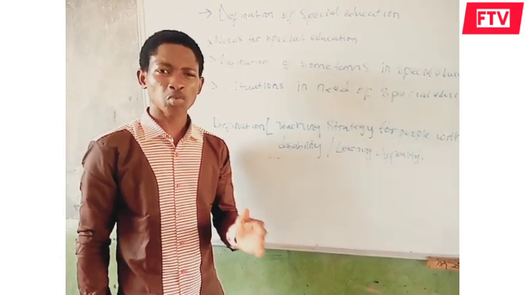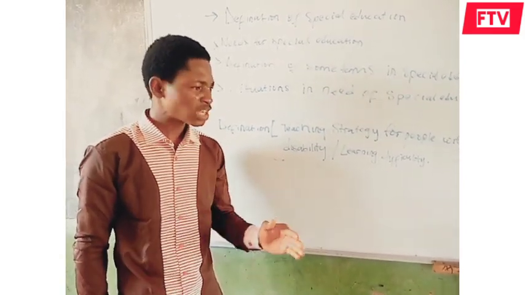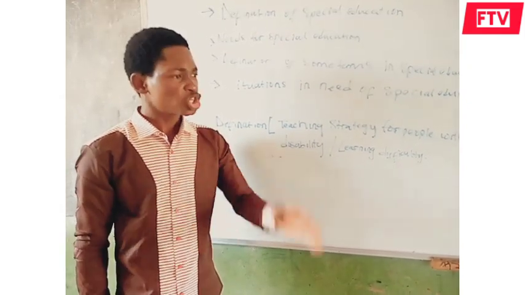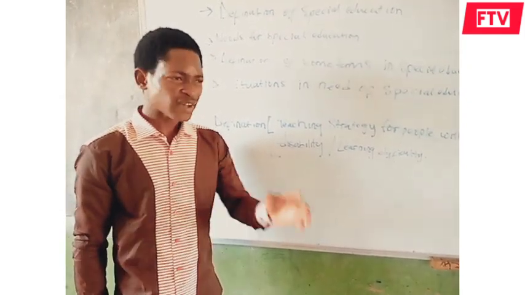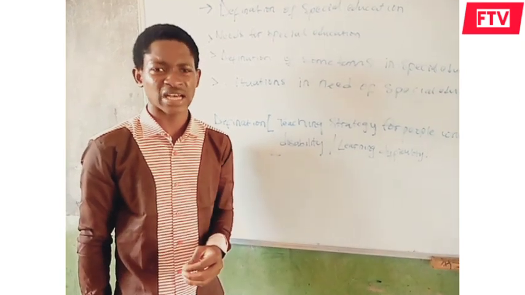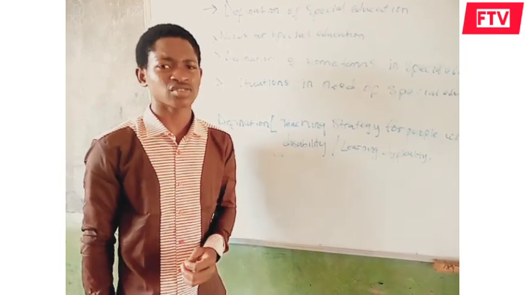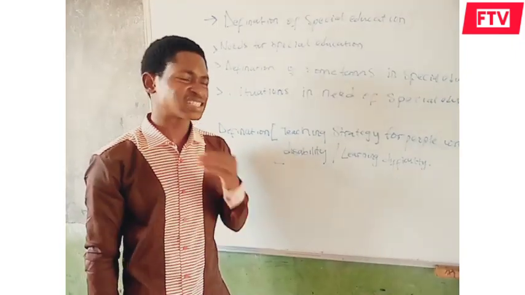We have some students who are unable to hear very well. Special education is designed for them. We have some students who are unable to see very well. Special education is designed for them. We have some students who have behavioral disorders. Special education is designed for them. We have some students who have emotional disorder. Special education is designed for them.